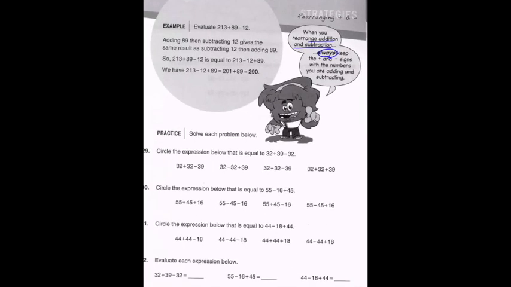So just because you switch these two doesn't mean you do 213 plus 12 minus 89, so that is going to be incorrect. The sign stays with the number that it's associated with. So if you want to rearrange, you should rearrange to 213 minus 12 plus 89. And so if we rearrange it like that, we get 201 plus 89, which gives us 290.